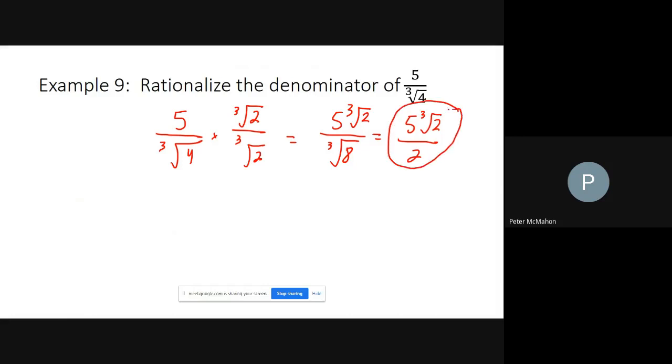Okay, so again, for cube roots in the denominator, we want the denominator to become a perfect cube. And so we think, well, what do I need to multiply by in order to get a perfect cube over here?